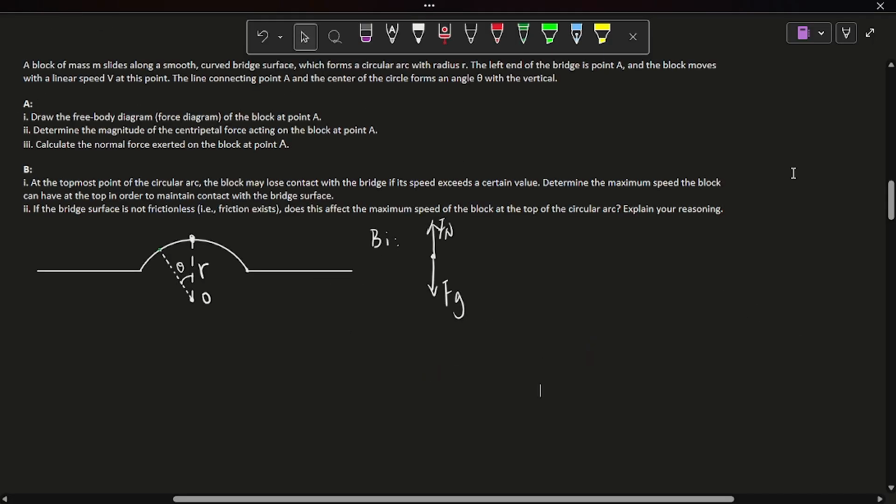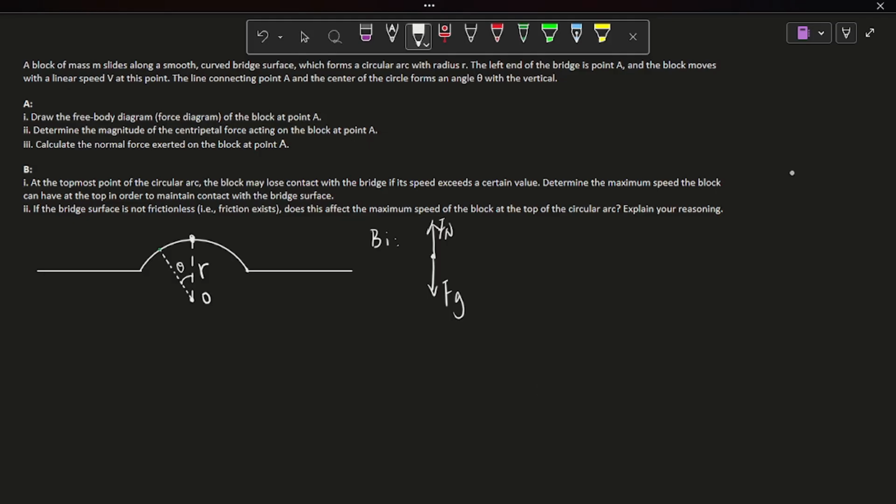Alright, now part B. At the topmost point of the circular arc, the block may lose contact with the bridge if the speed exceeds a certain value. 1. Determine the maximum speed a block can have at the top in order to maintain contact with the bridge surface. 2. If the bridge surface is not frictionless, does this affect the maximum speed of the block at the top of the circular arc? Explain your reasoning.